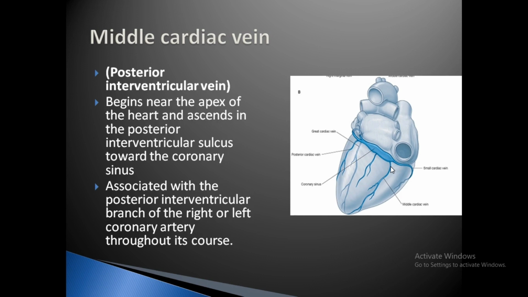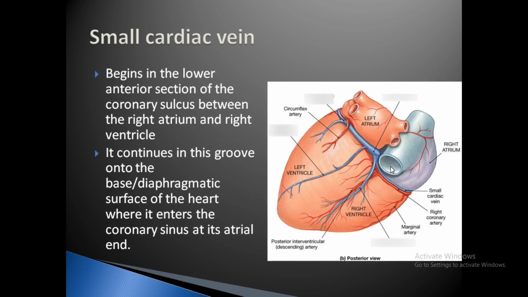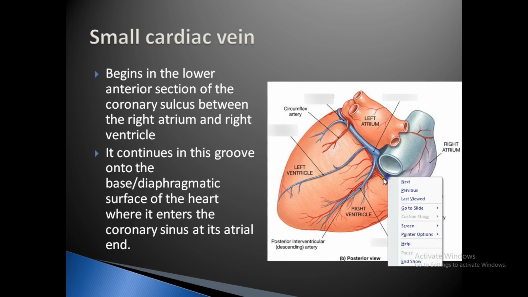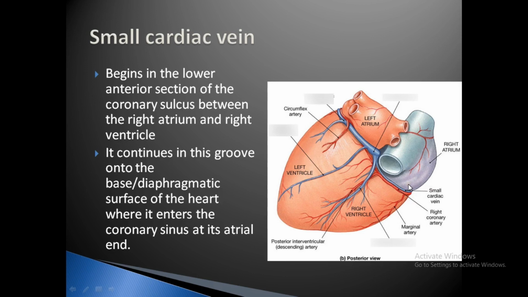Then we have the small cardiac vein. You can see this is the small cardiac vein. It begins in the lower anterior section of the coronary sulcus between the right atrium and the right ventricle. You can see that this vein begins between the right atrium and the right ventricle. It continues in the groove onto the base or the diaphragmatic surface of the heart, where it enters the coronary sinus at the atrial end.